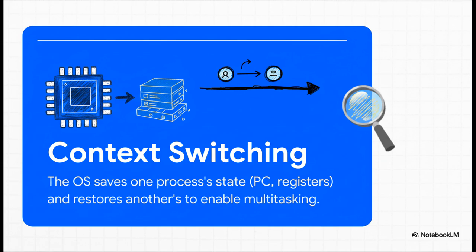When it's another process's turn to use the CPU, the operating system basically hits pause on the current one. It carefully saves everything about its current state, especially that super important program counter, so that when its turn comes back around, it can pick up from that exact spot without skipping a beat.